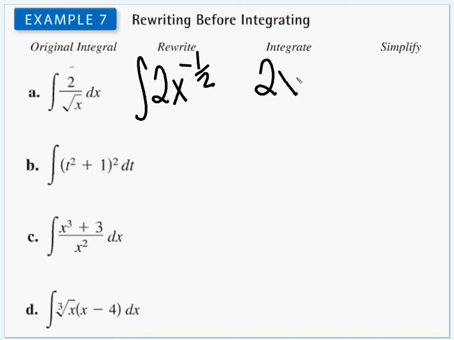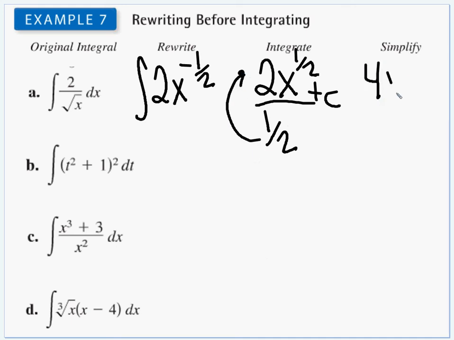We're going to have 2x, and we're going to raise the power by 1. Now we're up to positive a half. We will divide by the new exponent, positive a half, and put on our plus c. Now let's bring this denominator fraction up, flip, and multiply. So that's going to become a 4x to the half plus c. That's a terrible denominator there, but you get the idea. 4x to the half plus c. If we derive that, it should get us back to where we started.